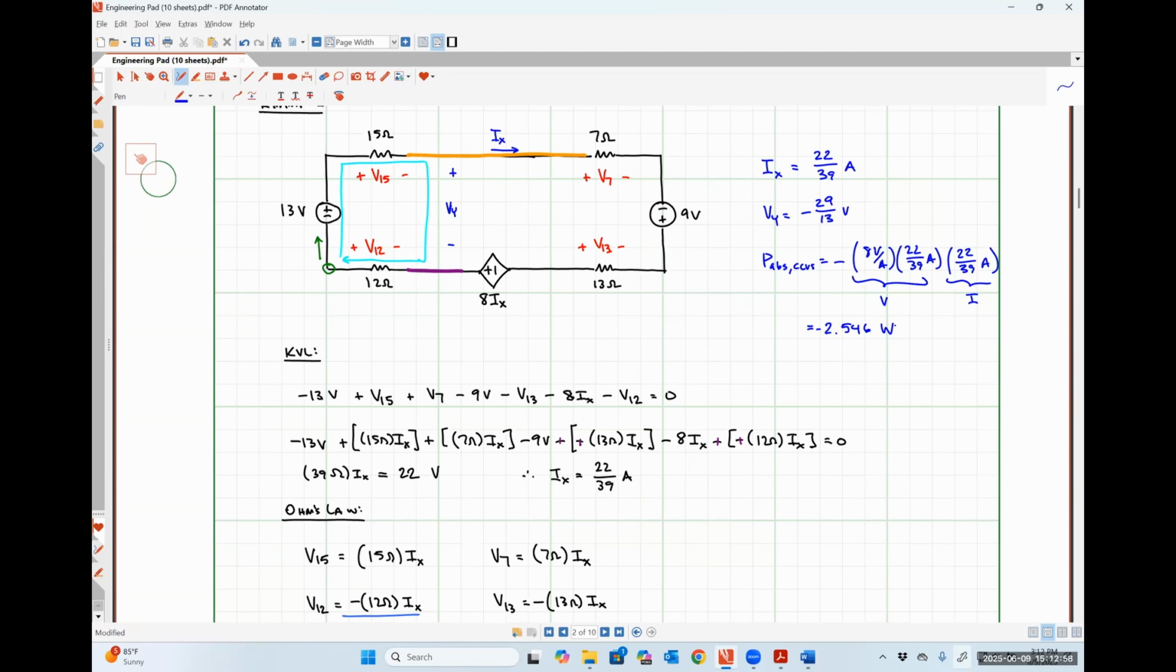Does anybody have any questions about that power calculation, or did I explain it well enough from the jump? It's perfectly fine if you need further explanation. Alrighty. So now let's talk about Kirchhoff's current law.